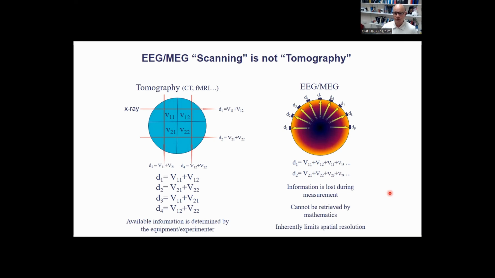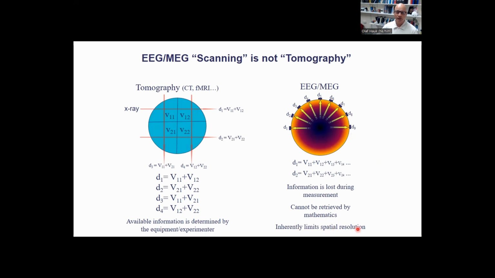So this is just something that we have to keep in mind. There is some information, there are sources or source configurations, distributions in the brain that do not produce any signal in our sensors. And this information can simply not be retrieved just with mathematics. So it's just not in the data.